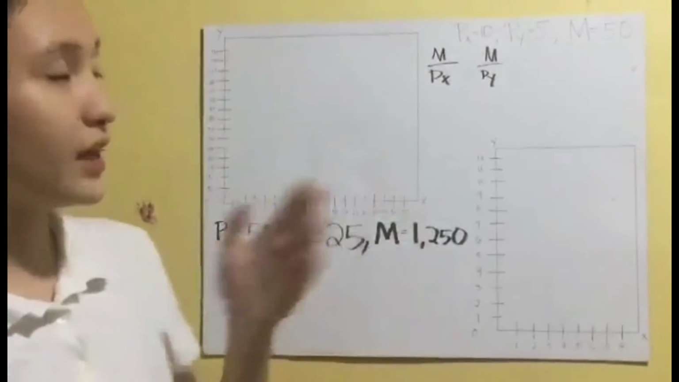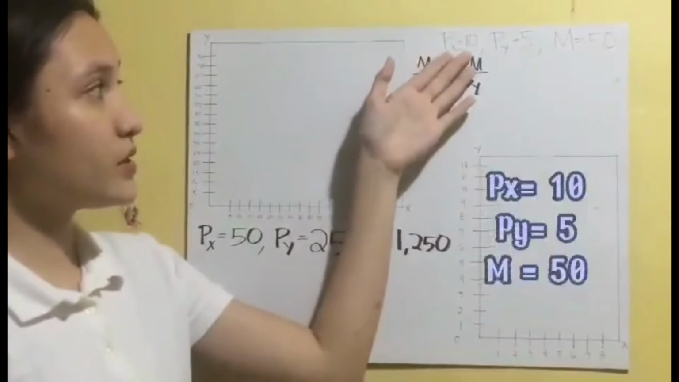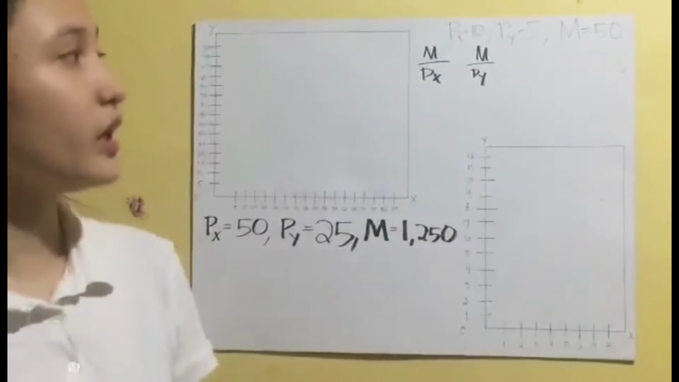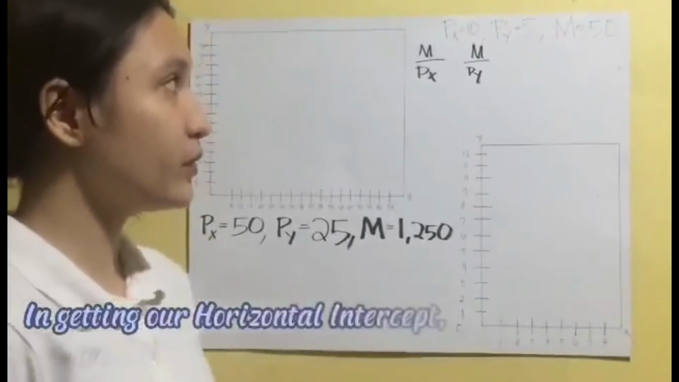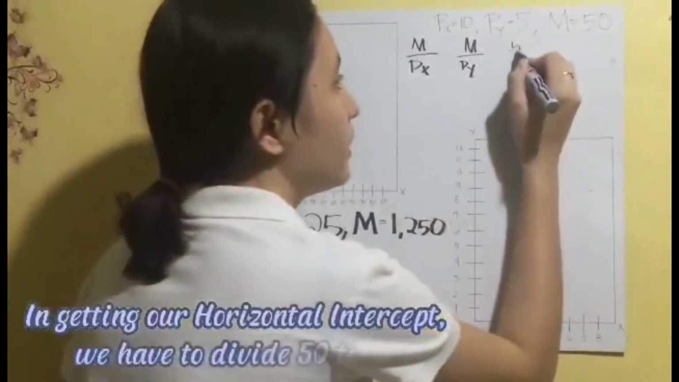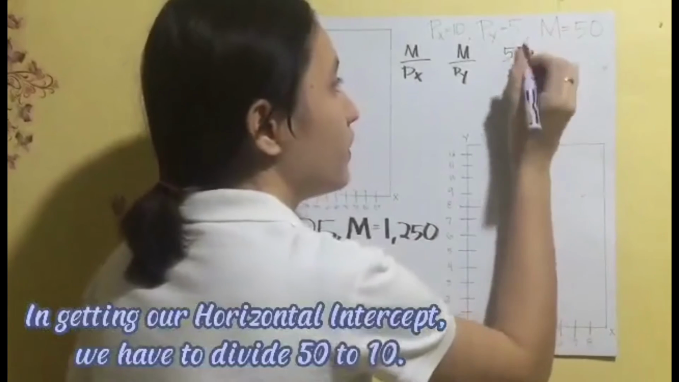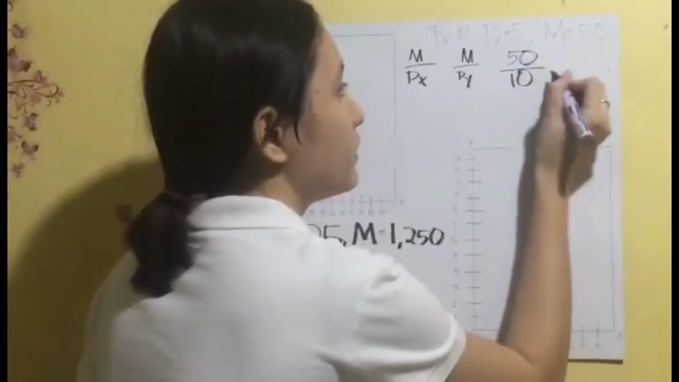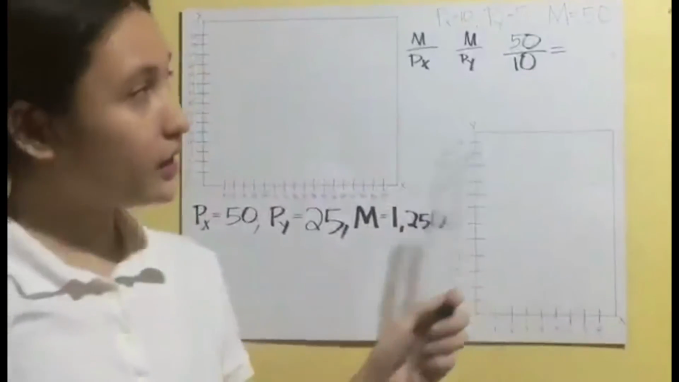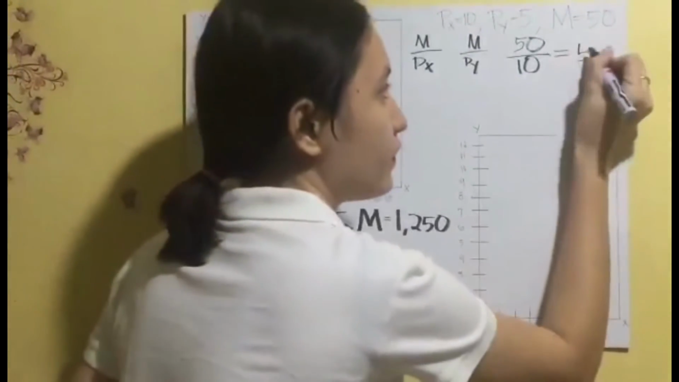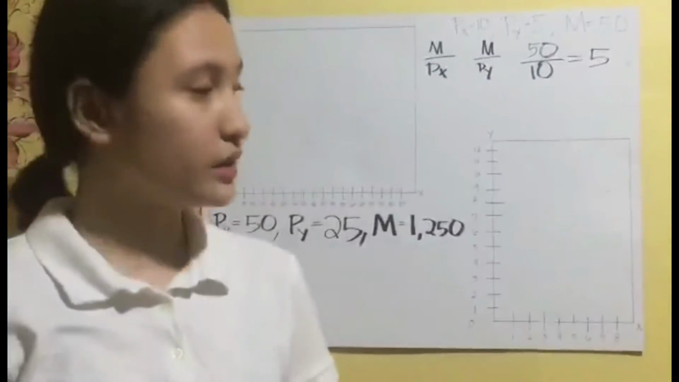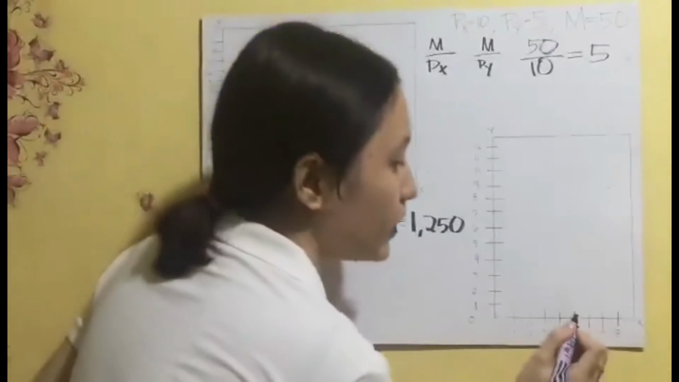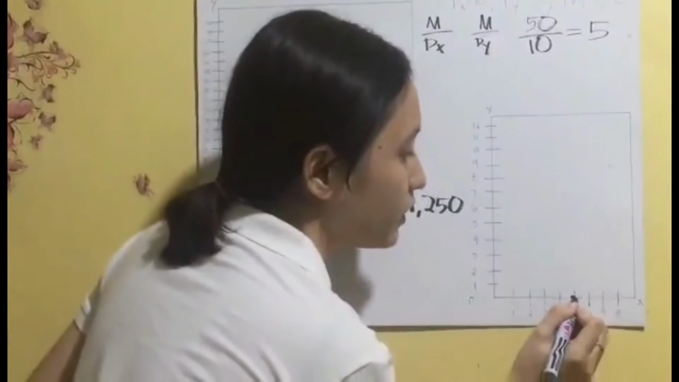So we have here our examples. Px is equals to 10, py is equals to 5, and income equals to 50. In getting our horizontal intercept, we have to divide 50 to 10. 50 divided by 10 equals to 5. So our horizontal intercept is 5. 1, 2, 3, 4, 5. Let's draw a dot here.